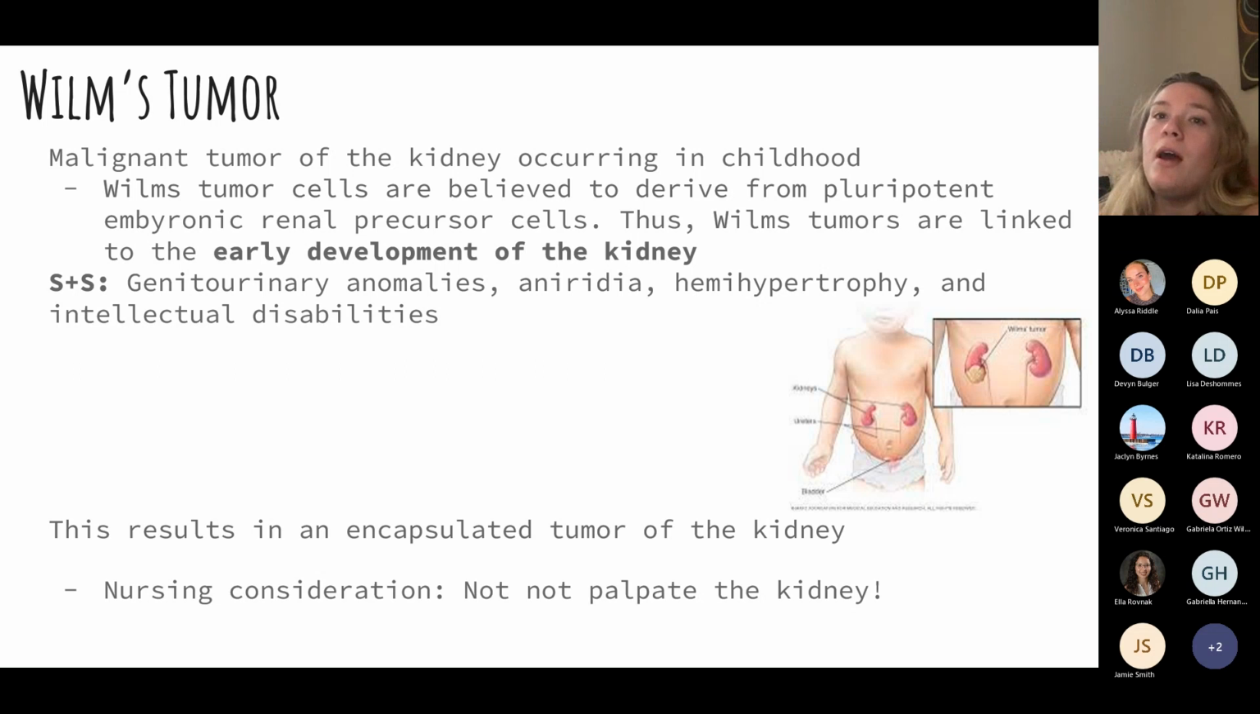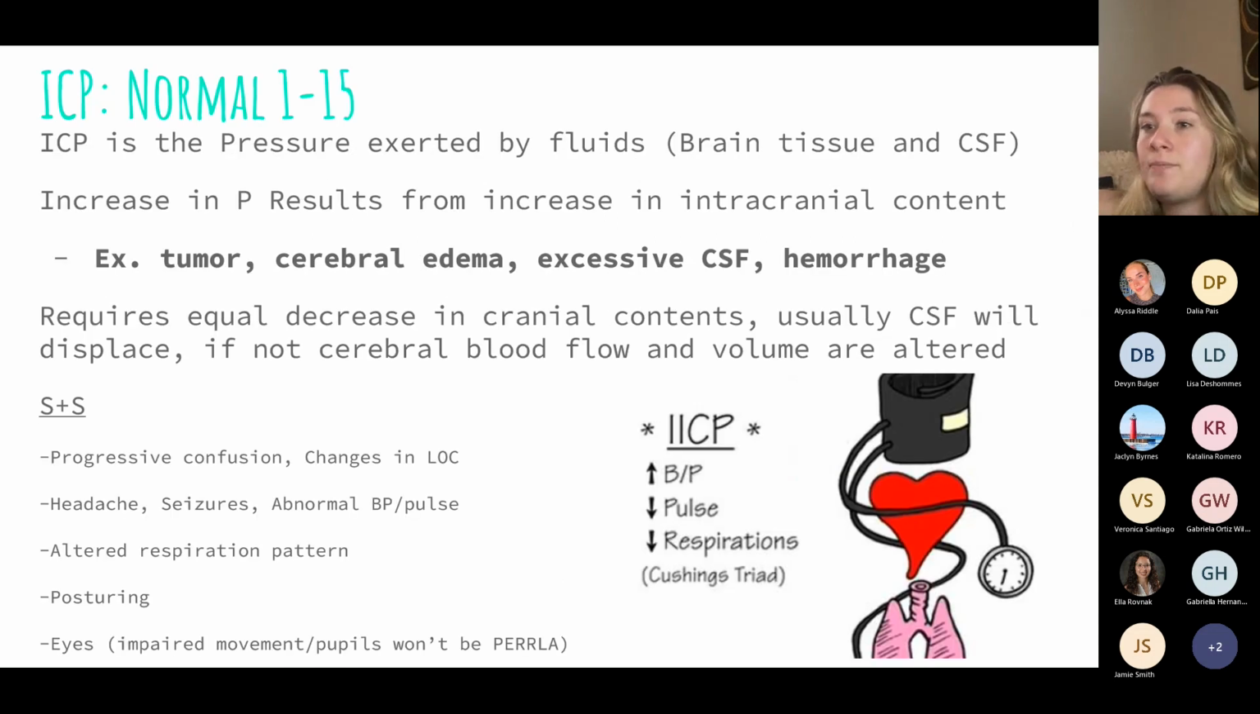So, Wilms tumor, again, linked to an early development of the kidney. Essentially, as a nurse, what do I need to know? This is an encapsulated tumor of the kidney. So what do I need to know about tumors that are encapsulated? I don't want to palpate the abdomen. Why do I not want to palpate the abdomen? I could essentially pop that tumor, and what was once encapsulated is no longer encapsulated, and it can go through the bloodstream, and that's a big issue. These are more prevalent in pediatrics.